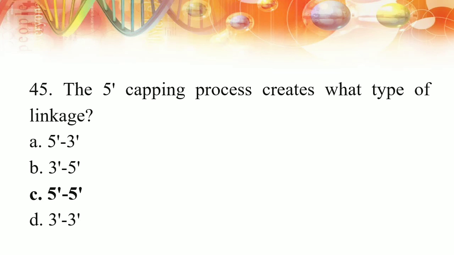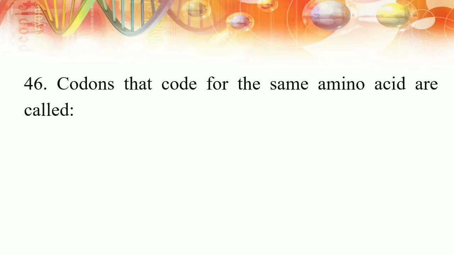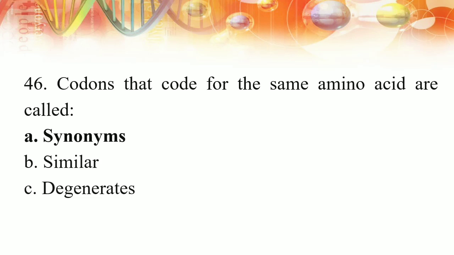Number 46. Codons that code for the same amino acid are called A. Synonyms, B. Similars, C. Degenerates, D. Complements. Met and Trp are encoded by one codon each. The other 18 amino acids are encoded by 2 to 6 different codons. This is called codon degeneracy. The genetic code is described as degenerate or redundant because a single amino acid may be coded for by more than one codon. Different codons that encode the same amino acid are known as synonymous codons. Thus, the answer is option A.